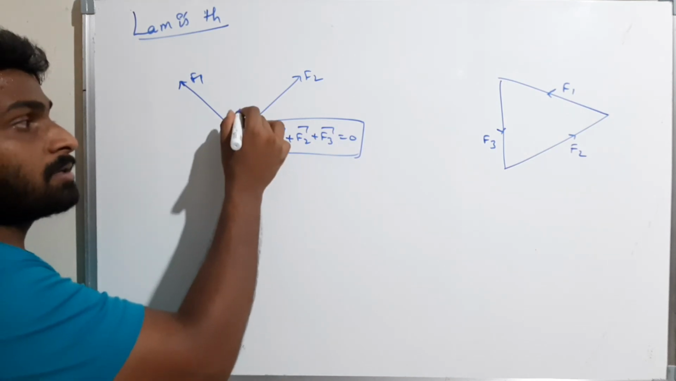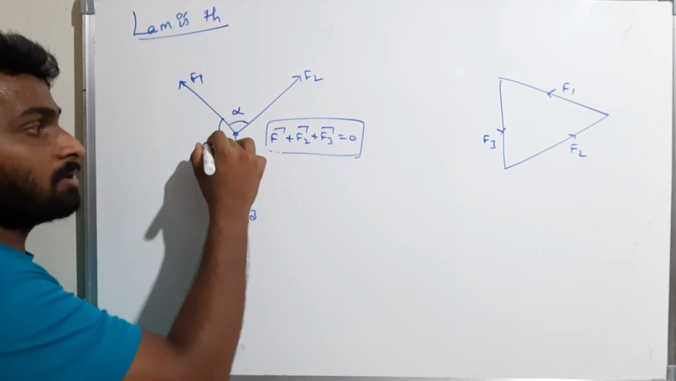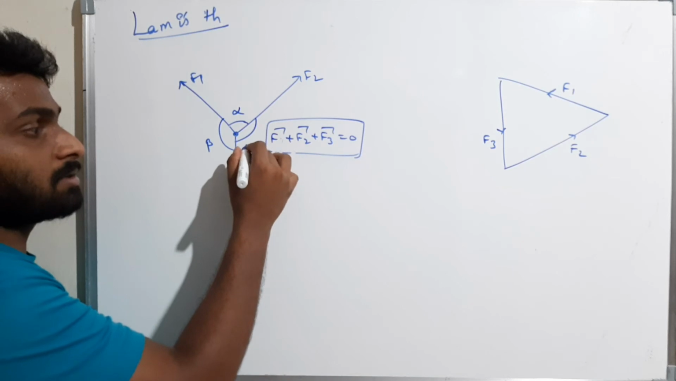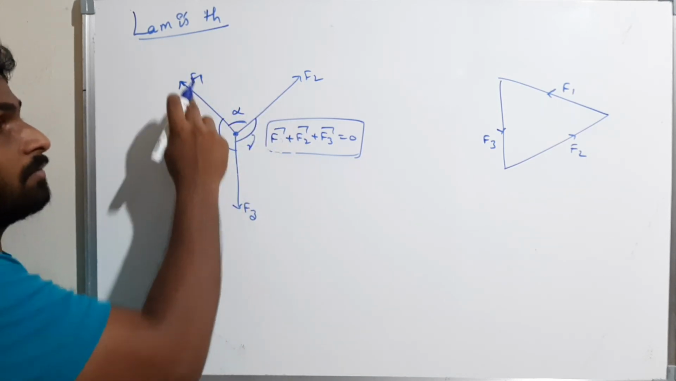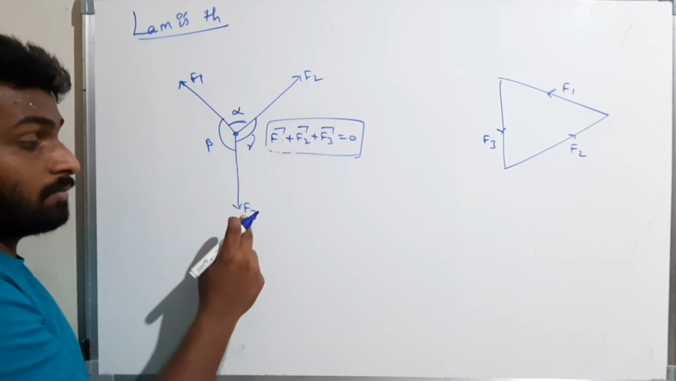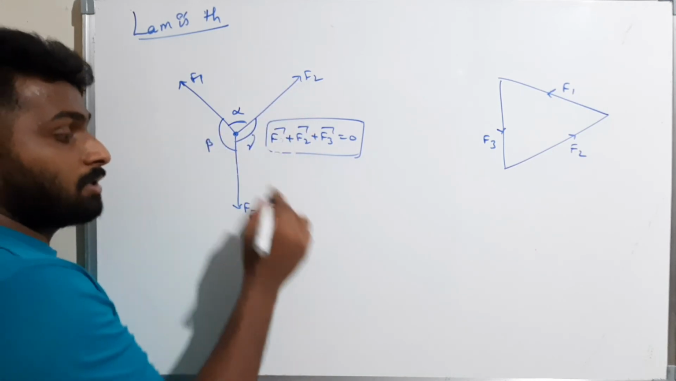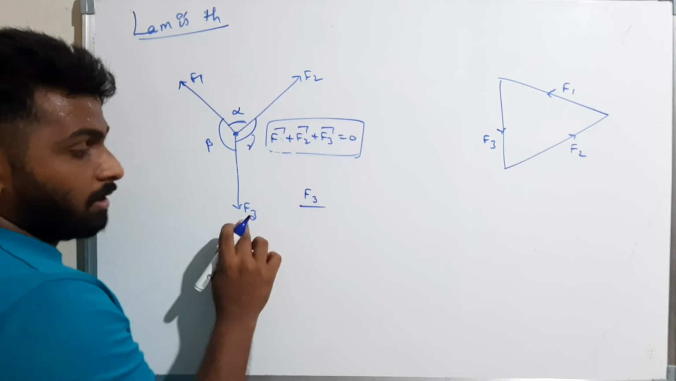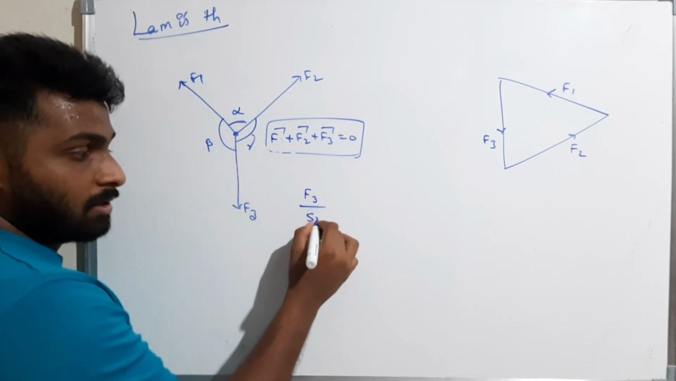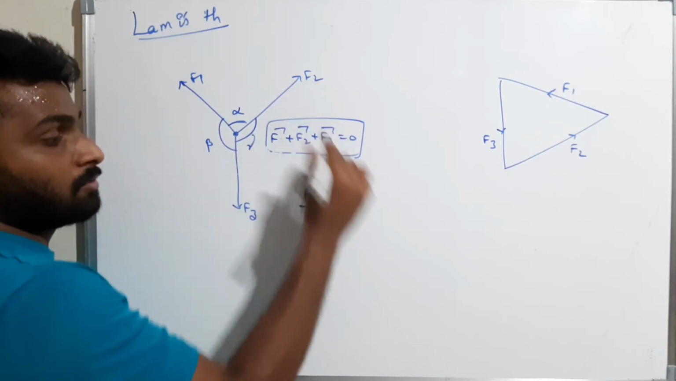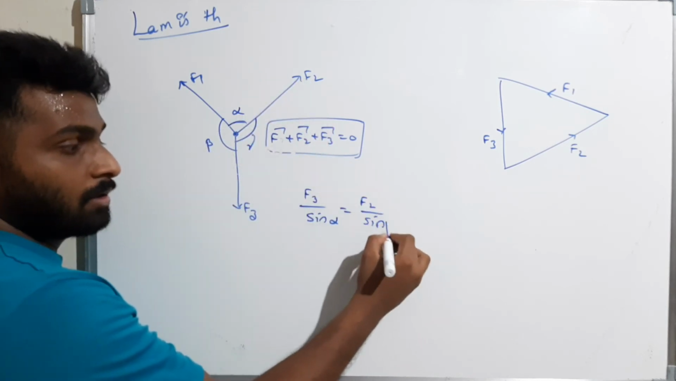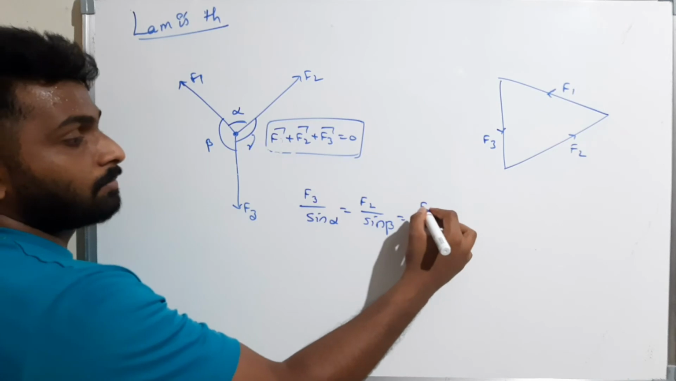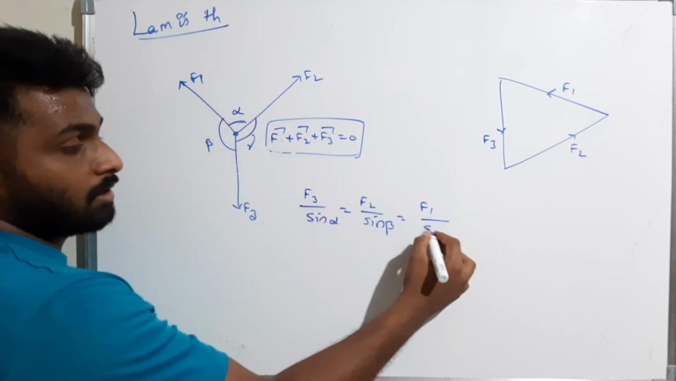Now here, assume the angle made is alpha, here the angle made is beta, and here the angle made is gamma. The angle between F1 and F2 is alpha. The angle between F3 and F1 is beta. The angle between F2 and F3 is gamma. According to Lami's theorem, F3 by sin of its opposite angle, that is sin alpha, must be equal to F2 by the angle opposite to it, beta, therefore sin beta. And F1 by the angle opposite to it, that is gamma, sin gamma.